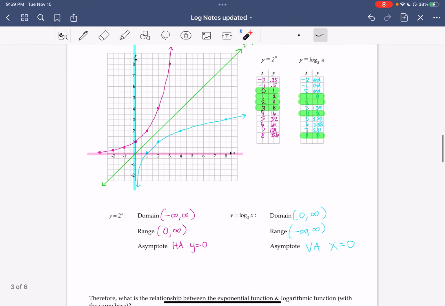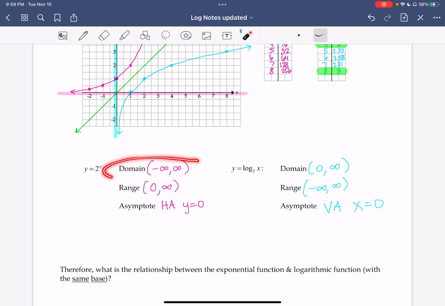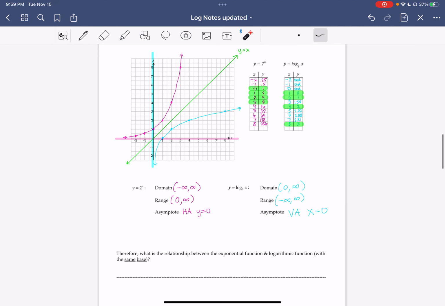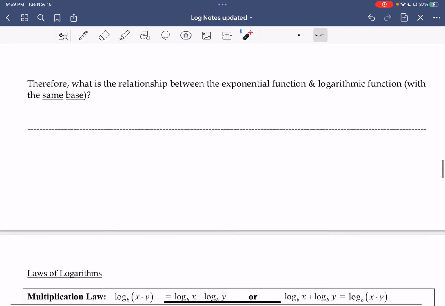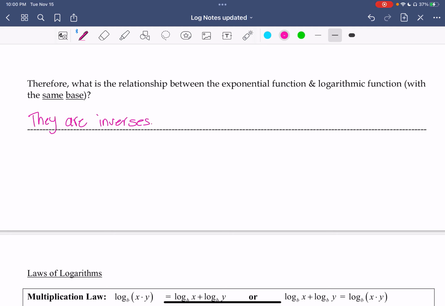Okay. And then if you remember, another feature of inverse functions is that the domain and the range switch. So the old domain becomes the new range. Okay, so these are both all real numbers. And then the range becomes the new domain. So these are both 0 to infinity. And then the asymptotes, you can see that they're the opposite kind. So what's the relationship? So we can say that these two graphs are inverses. So they are inverses.